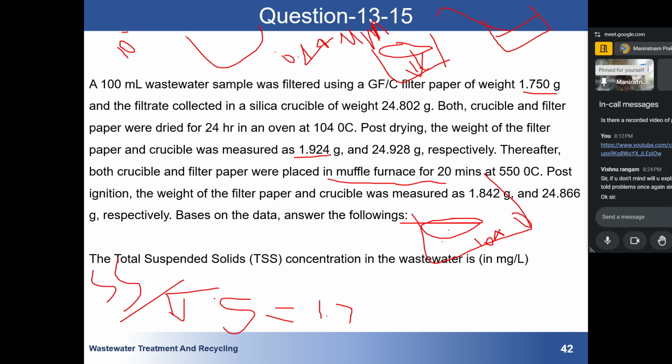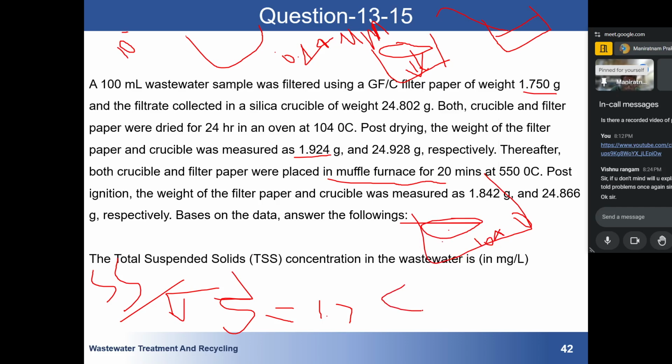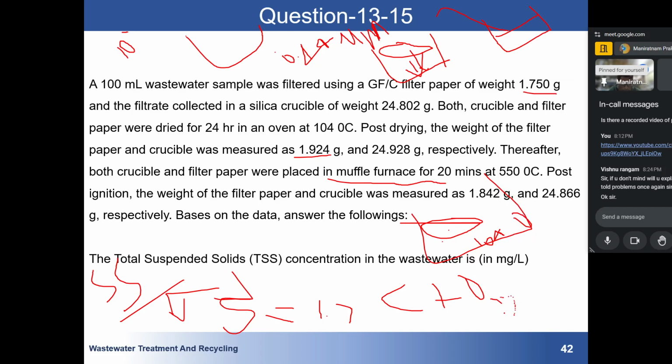Volatile solid generally contains some kind of carbon. Volatile means that it can easily vaporize. So at 550 degrees, most of the carbon which is there at this much high temperature will combine with O2, and it will form CO2.